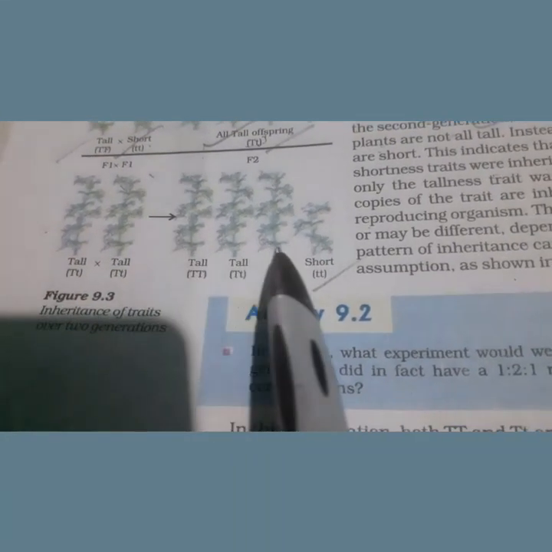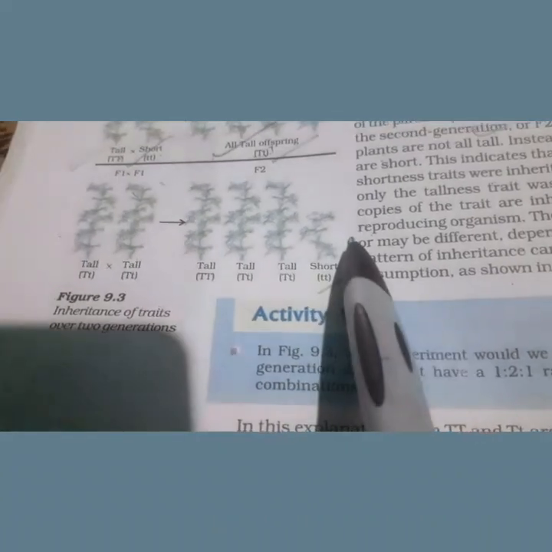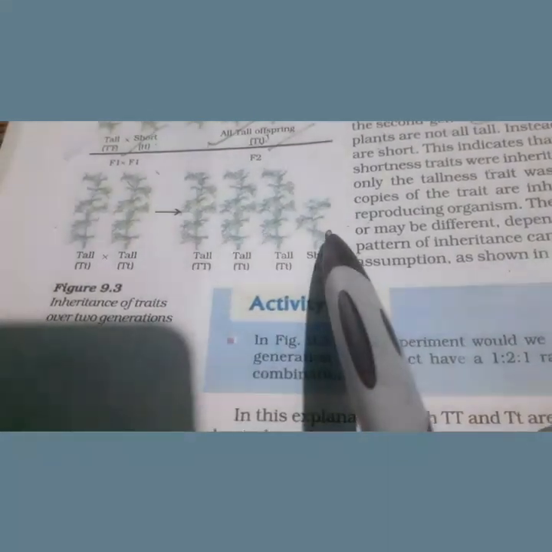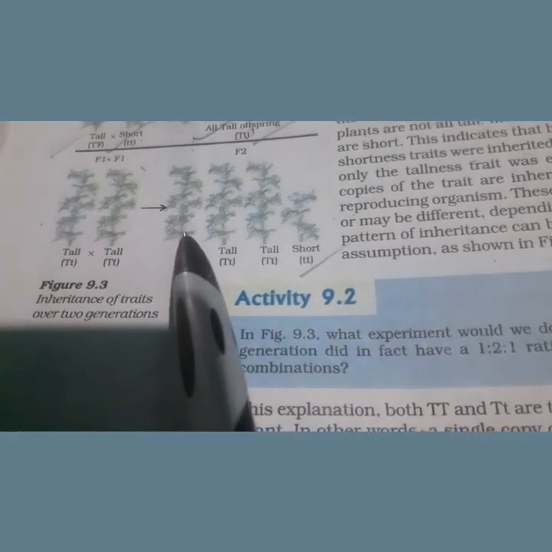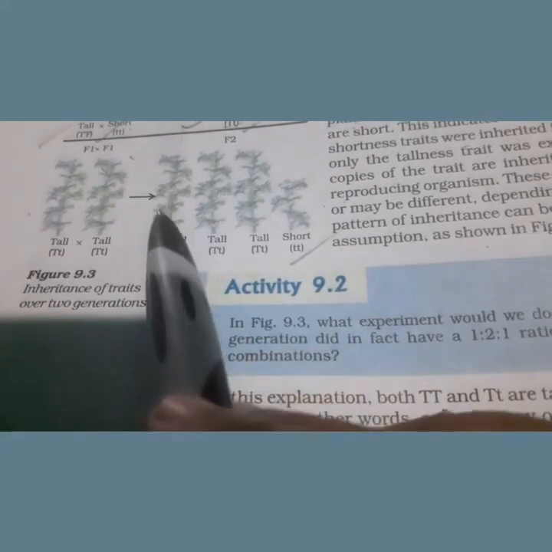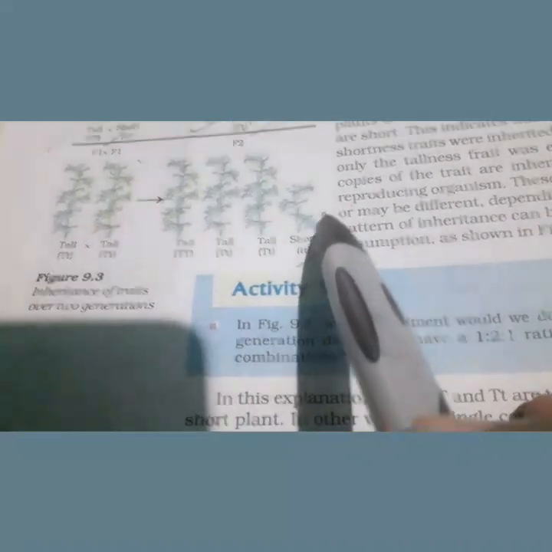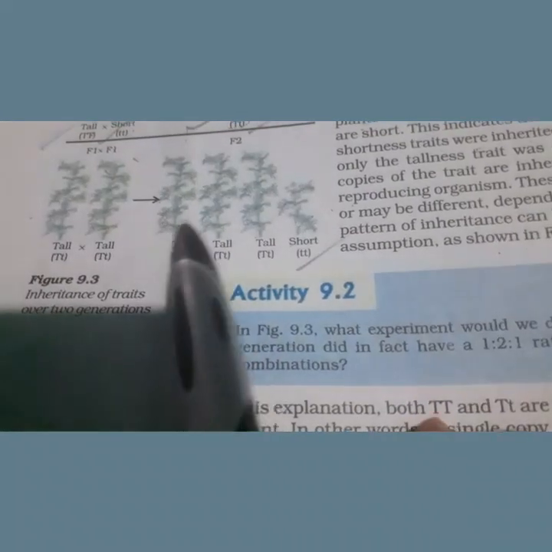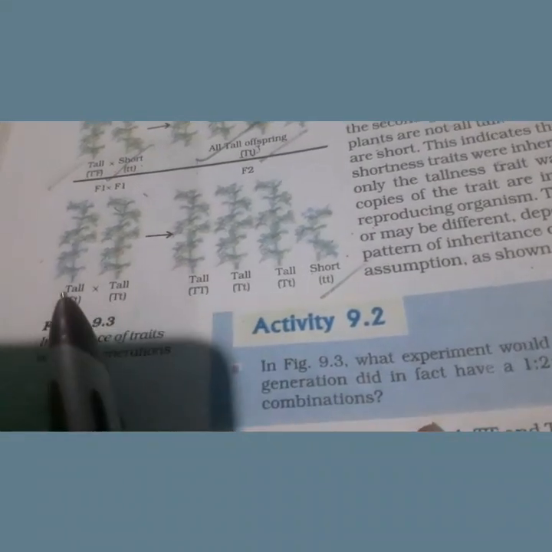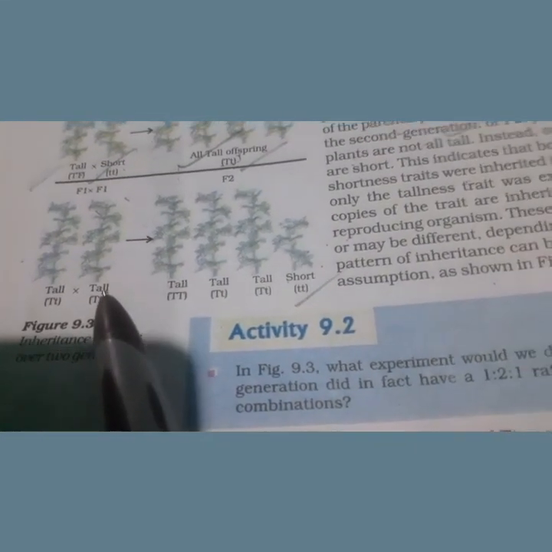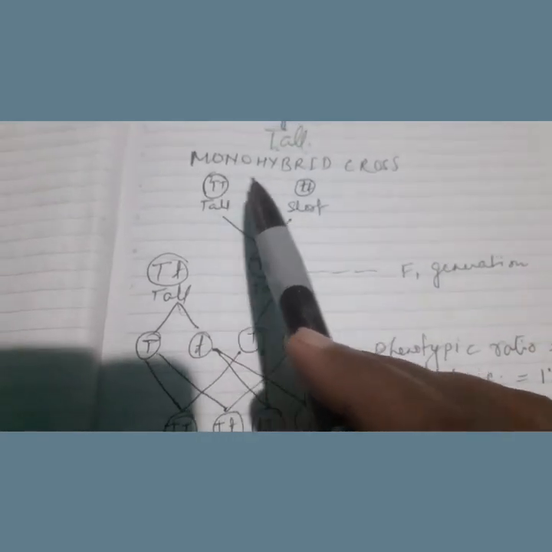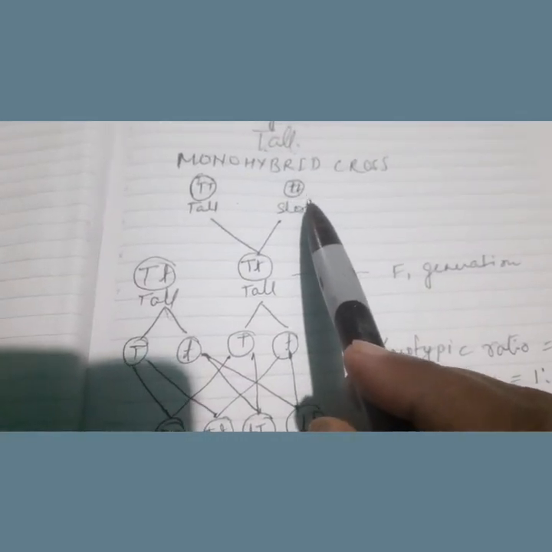The progenies of the F2 generation are in the ratio 3 to 1. Three are tall plants and one is short. So 3 is to 1. So we can make a cross by taking only their genotypic characters. Okay, so you can see here how Mendel's law of inheritance can be proposed.